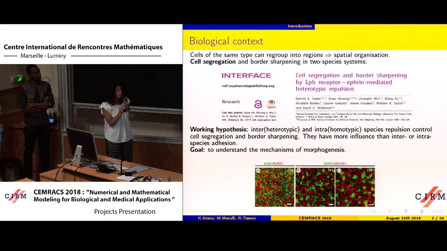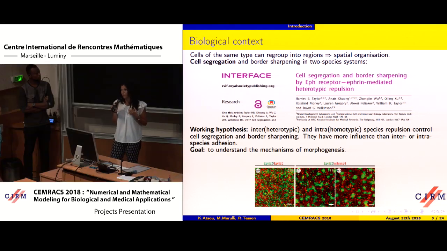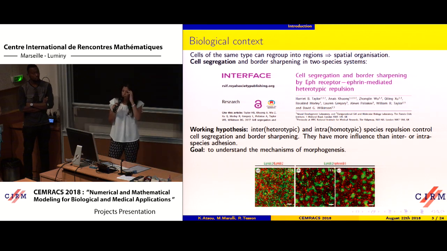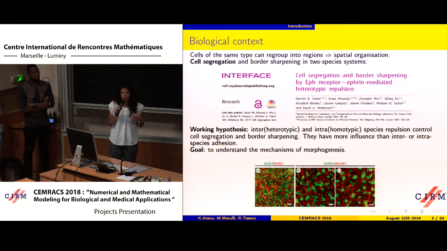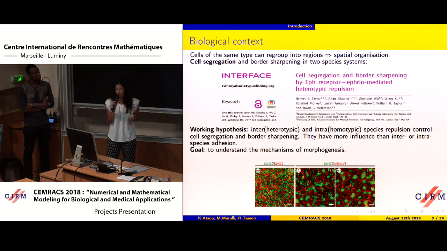In this work, also our working hypothesis to model this problem, is that repulsion between cells has more influence than, for example, cell adhesion. The goal is to understand the mechanism of this morphogenesis and cell segregation, which is important not only for tissue growth, but also for the development of various invasive diseases such as tumors and metastasis.